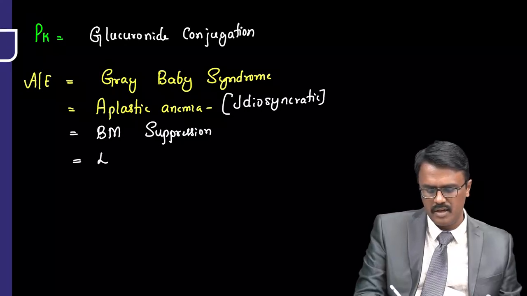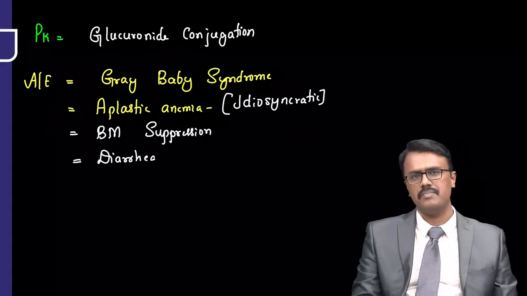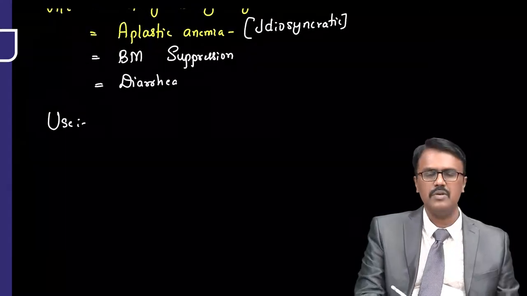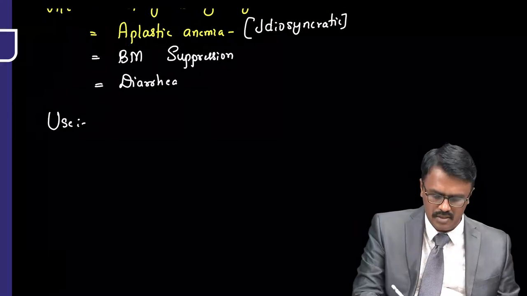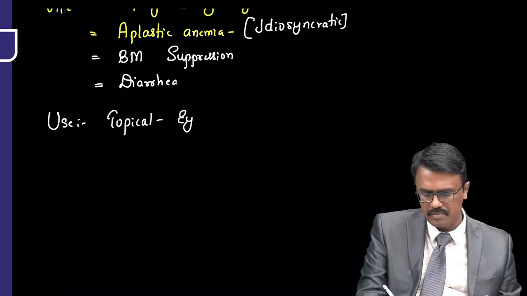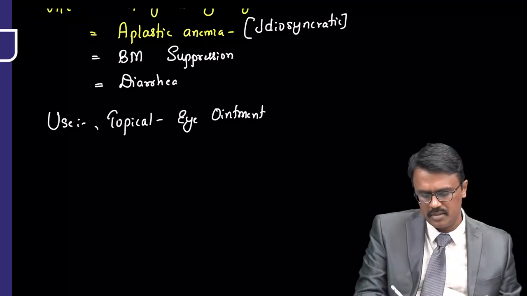Yes, and your favorite, they can also cause diarrhea, nausea, vomiting, all those things you write. Those are the problem. Now, where do you use it, sir? Nowadays, you told they are resistant. Do we use it? Yes, it is used topically. So, topically it is used as eye ointment.